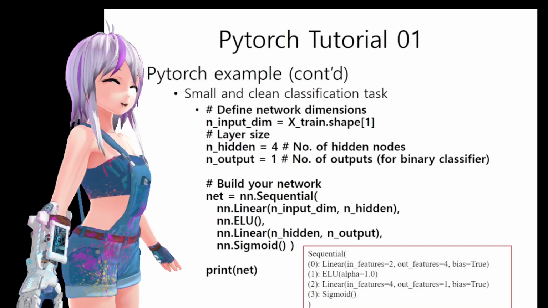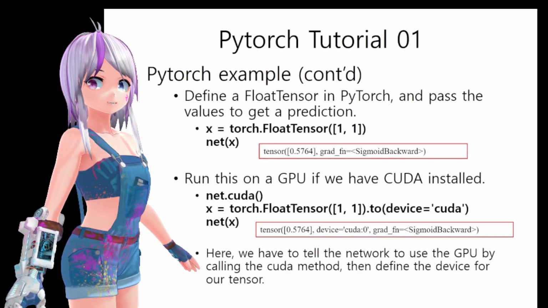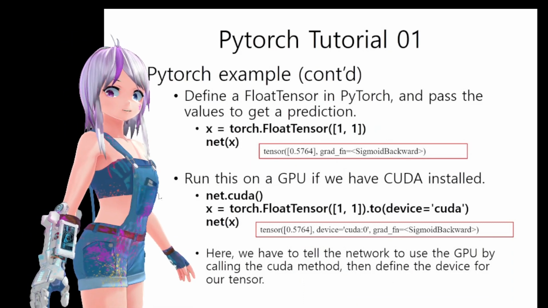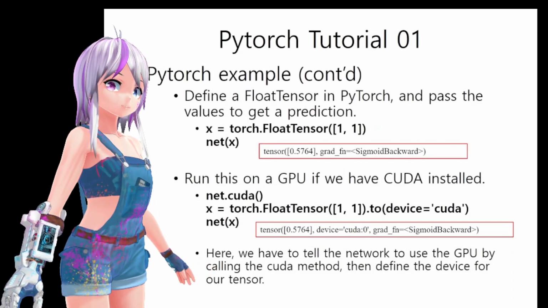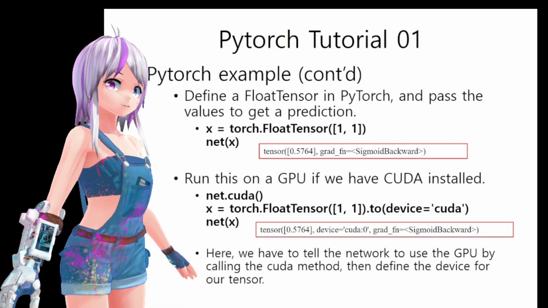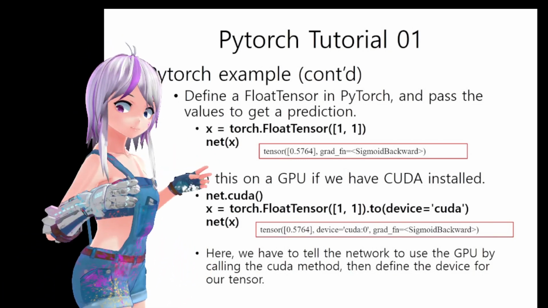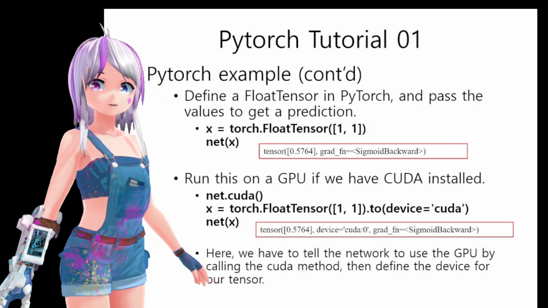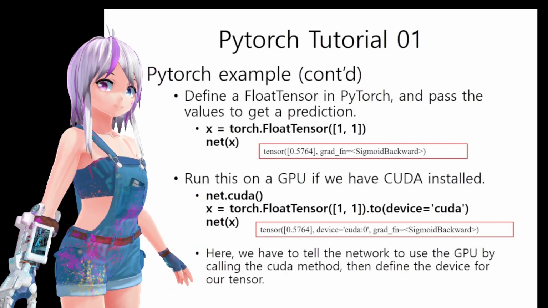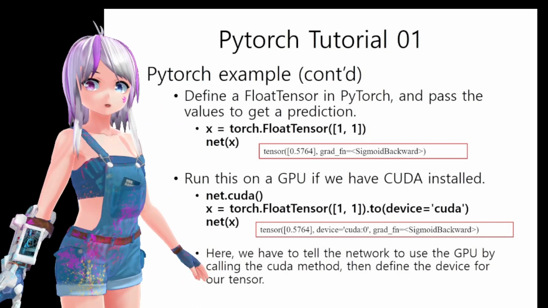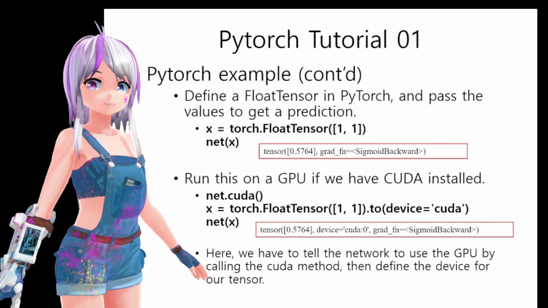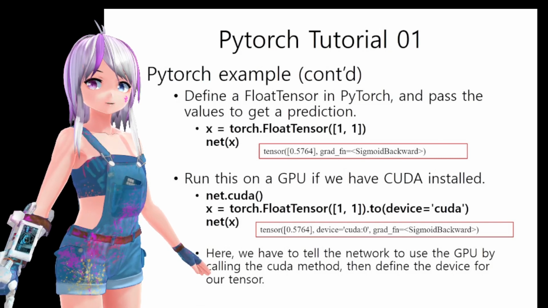It's very simple. Okay, now our next step is to define a float tensor in PyTorch and pass the values to get the prediction. Okay, so this is just an example. X equals torch.FloatTensor, and we have 1, 1, and net(X) will give you the response in the red box over there: tensor 0.5764, grad_fn equals SigmoidBackward.